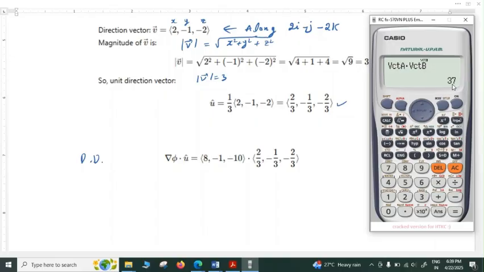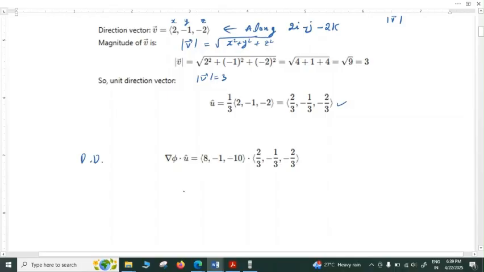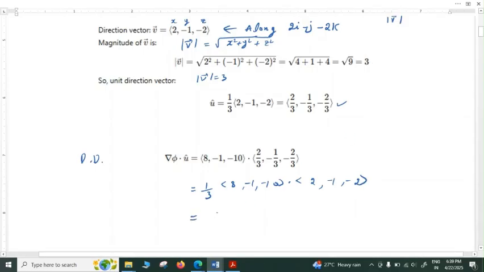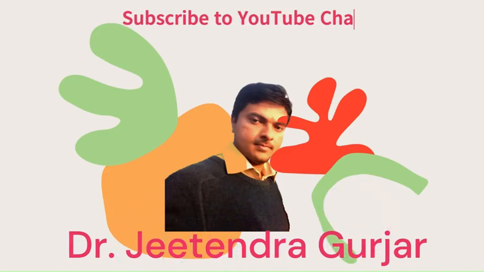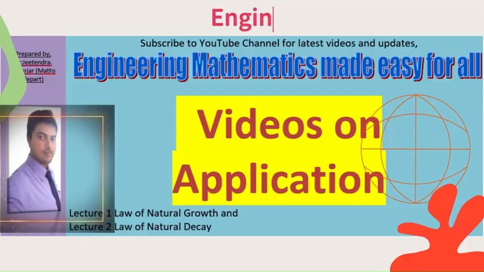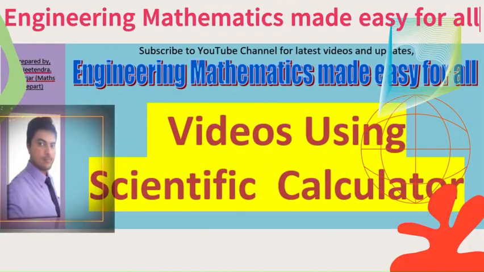And as you see, I have taken the common part from here. I have taken 3 as a common part, so 1 by 3. So vector 8, minus 1, minus 10, dot product with 2, minus 1, minus 2. Look in this calculator, students, what is the answer? It is 37. Therefore this is equal to 1 divided by 3 into 37, which is equal to 37 by 3. Very quickly you can solve this type of example. So quickly, without explanation, go to the next example.